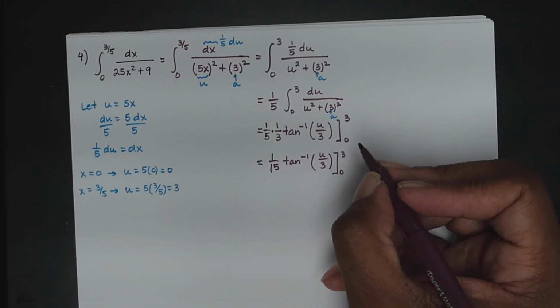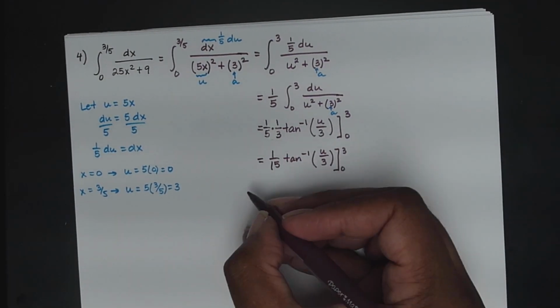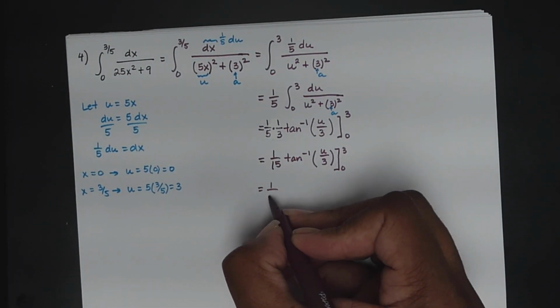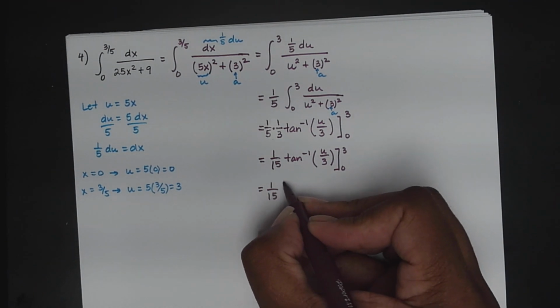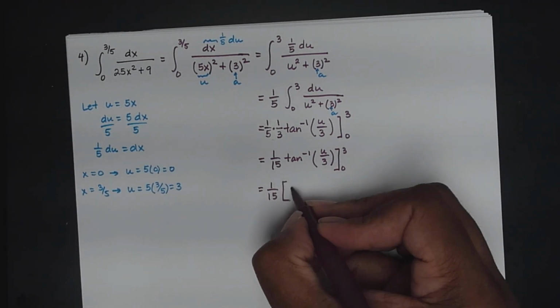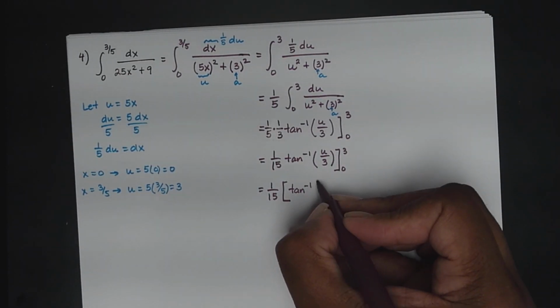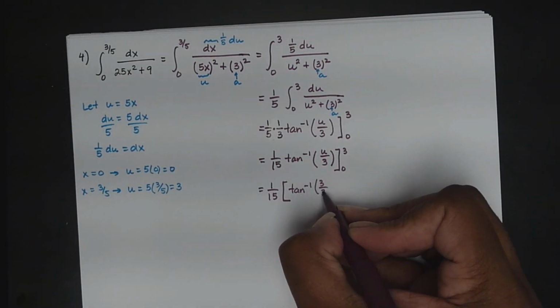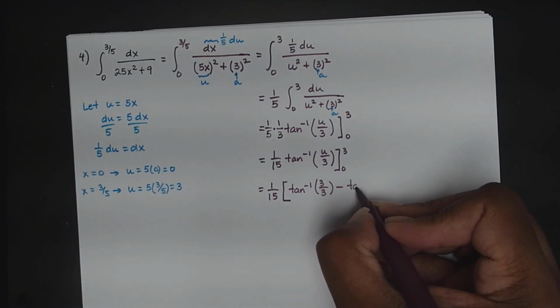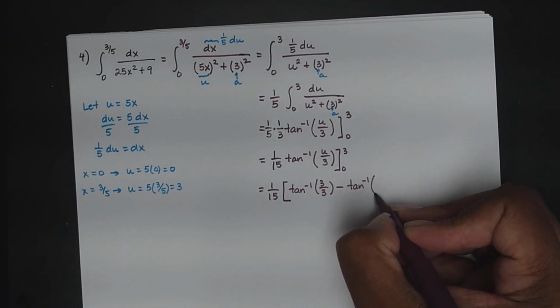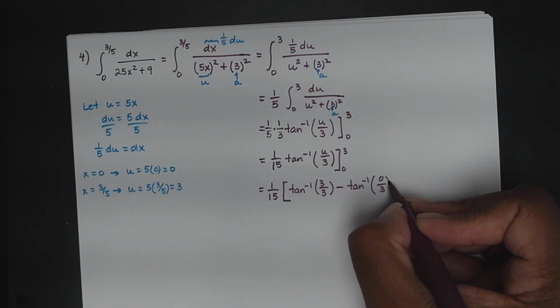Now let's do our upper limit minus the lower limit. The 1/15 is just a coefficient, so I just pull that out. And then on the inside, I just work with the inverse tangent of u. In this case, that's going to be the inverse tangent of 3 divided by 3 minus the inverse tangent of 0 over 3.